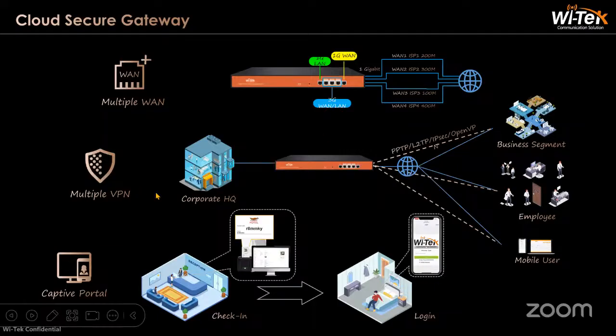The second is multiple VPN. The multiple VPN makes sure of the security for the different segments, like the business segment, employee segment, or the mobile users. We support PPTP, L2TP, IPsec, and OpenVPN functions from the corporation headquarters to the different segments. The last one is captive portal.